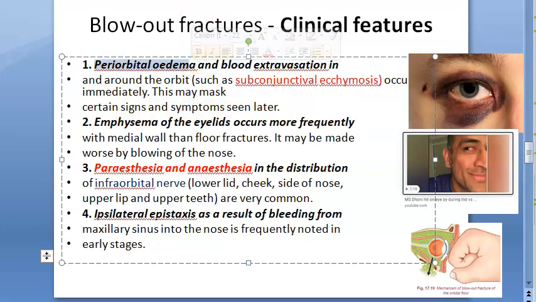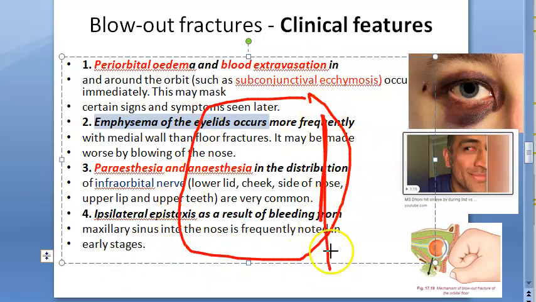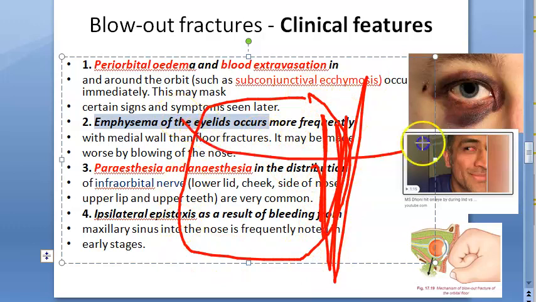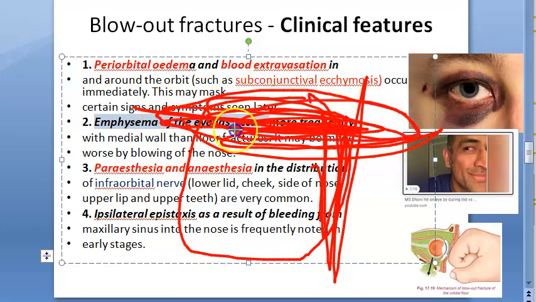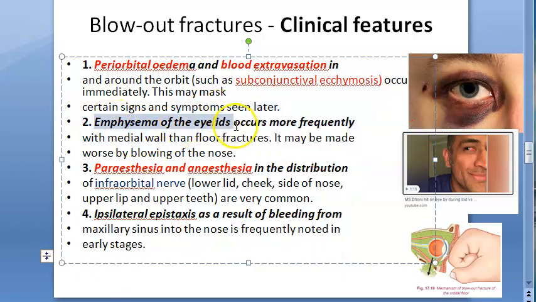Okay, then, all this we'll have to write. Then emphysema of the eyelids occurs more frequently with medial wall than floor fracture. So if the medial wall is fractured, the emphysema of the eyelids occurs more often with that. So if this is the orbit and the medial wall is fractured, then emphysema of the eyelids will occur. Emphysema is what? Like something air-filled. So this is kind of weird, right? Emphysema of the eyelid. Where will the air go into the eyelid?